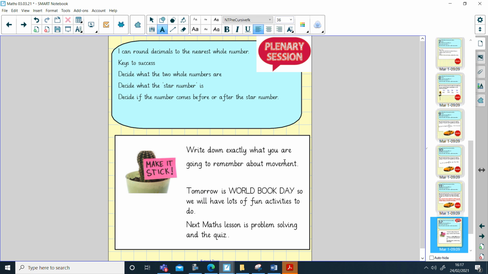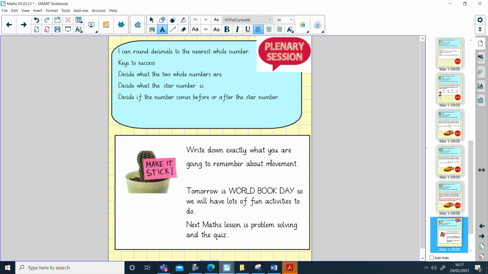Okay, so today we have been rounding numbers to the nearest whole number. Make it stick, year 4. Make sure you can identify those two whole numbers. Make sure you know what your star number is. It always is a 0.5 number. And make sure you can decide whether your number comes before or after it.